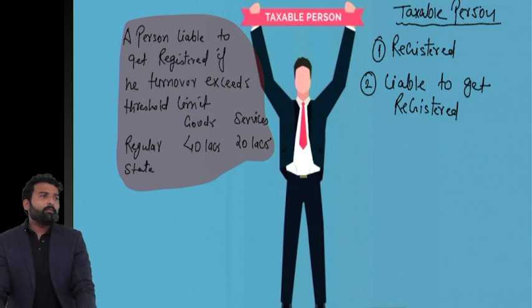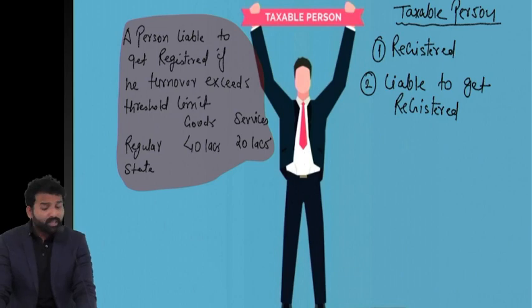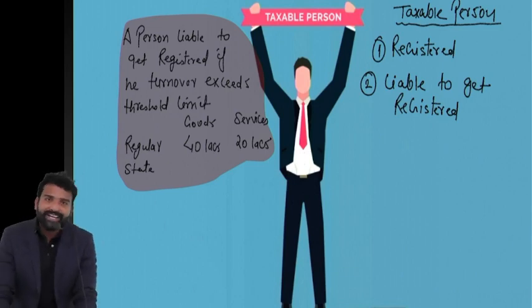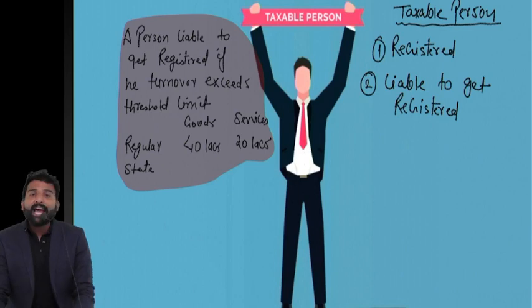For the majority of the states, more than 20-25 states, the turnover limit for goods is 40 lakh and for services is 20 lakh. So if my turnover in the financial year exceeds 20 lakh for providing services, or 40 lakh for supplying goods, then I am liable to get registered. And if I am liable to get registered, then I am a taxable person.